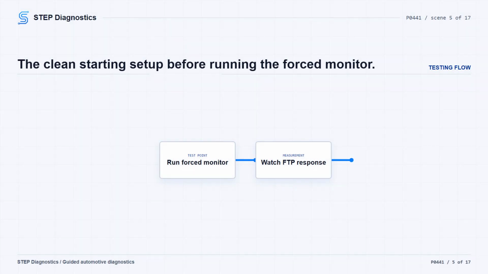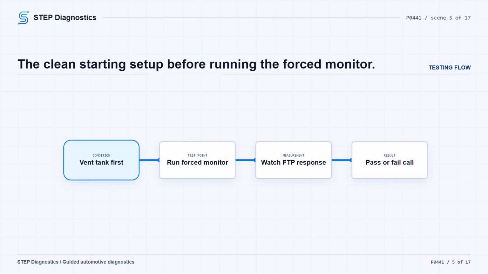If the SM/purge flow forced monitor routine is available, use it. Before starting it, vent any pressure or vacuum in the fuel tank by opening the capless filler with the vent, or by removing and installing the fuel cap. That brings tank pressure closer to atmosphere and gives the routine a cleaner starting point. The routine runs the EVAP checks and gives pass or fail information.